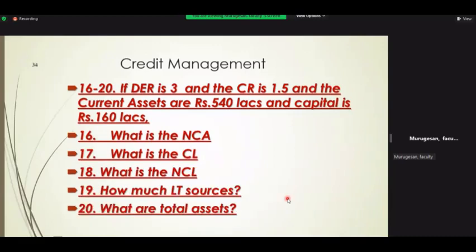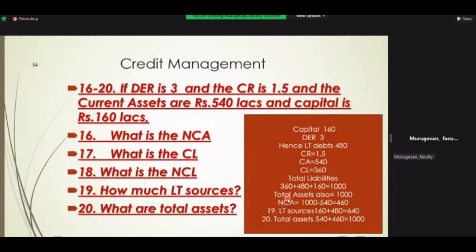Same question, 5 more questions. Each question has a step by step explanation. This is 19. You already resolved 19. What are the total resources? 640. What are the total assets? 1000. What is the total liability? 1000. What is the current liability?